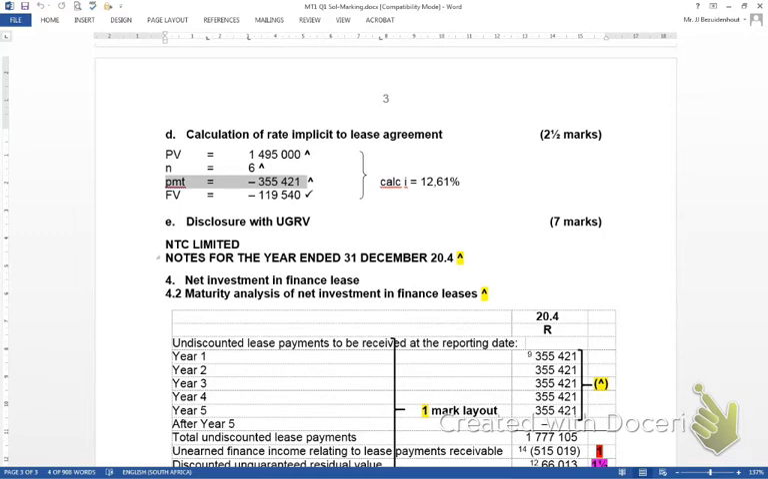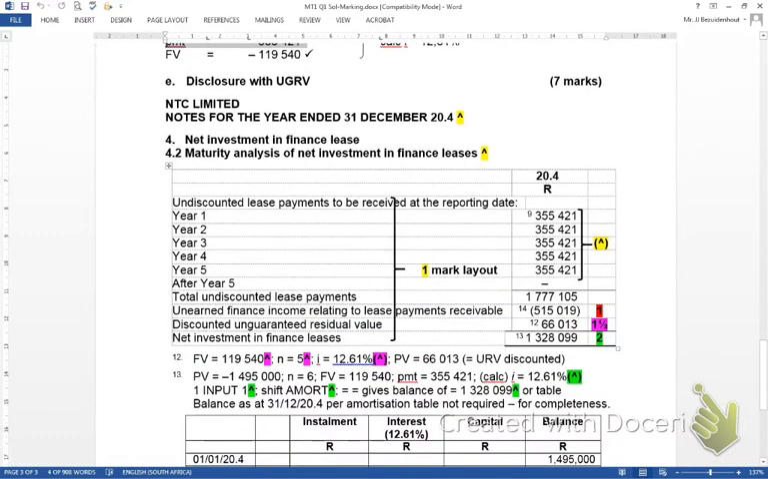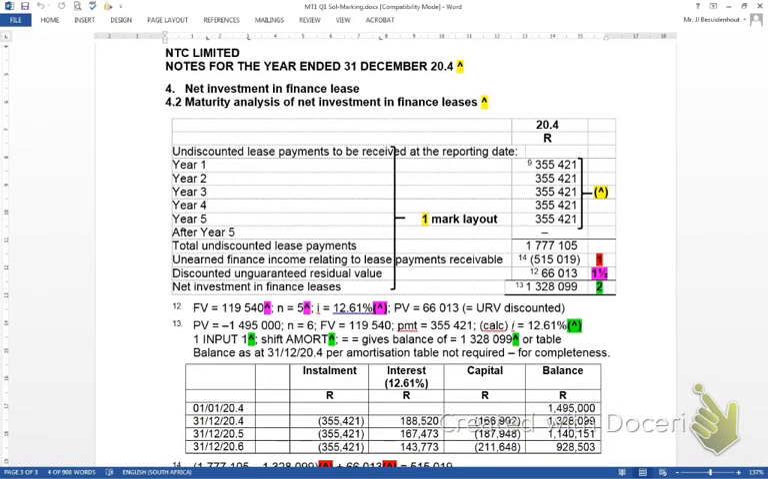The lessor now wants to bring into account the unguaranteed residual value, and that's why we have to put that as a future value in this calculation. Once we've done that, we can go and calculate the new implicit interest rate. And once we've done that, we've got our new implicit interest rate as 12.6%. Now we can go and answer part E.